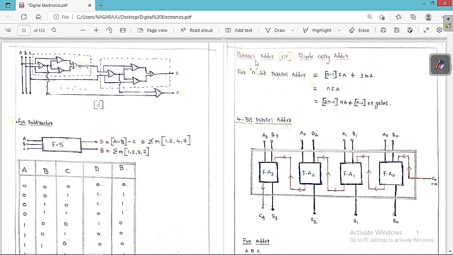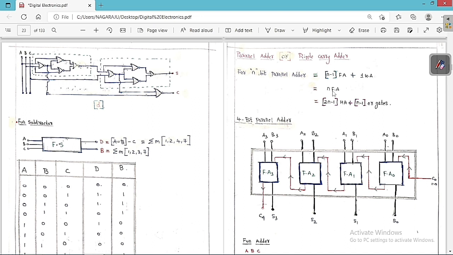Now we will discuss the other important concept. Listen carefully. This is called the parallel adder or the ripple carry adder. Suppose for an n-bit parallel adder, what do you always have to require? We have already told you it's a parallel adder or ripple carry adder. So for an n-bit parallel adder, we require n-1 full adders and 1 half adder.